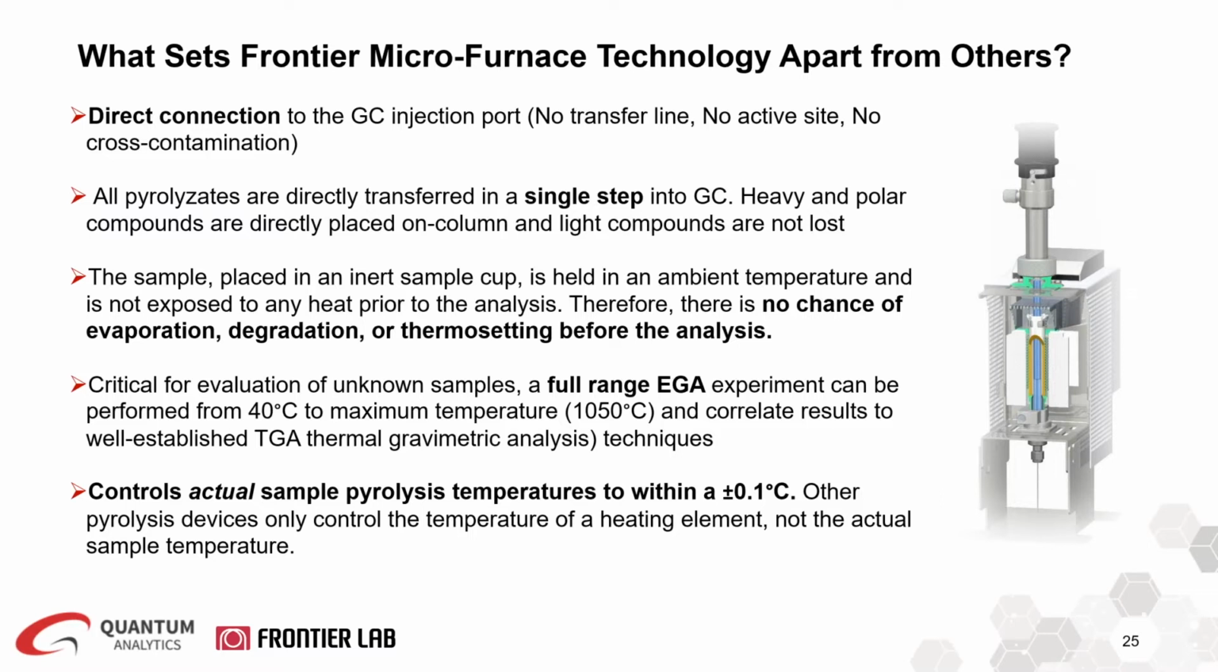Critical for evaluation of unknown samples, the Frontier microfurnace technology can perform full-range EGA, evolved gas analysis experiments from 40C to 1050C, and correlate results to the well-established TGA, thermogravimetric analysis technique, throughout the entire temperature range of the experiment. The microfurnace pyrolyzer also controls the actual sample pyrolysis temperature to within plus or minus 0.1 degrees Celsius. But other pyrolysis devices only control the temperature of the heating element and not the actual sample temperature.